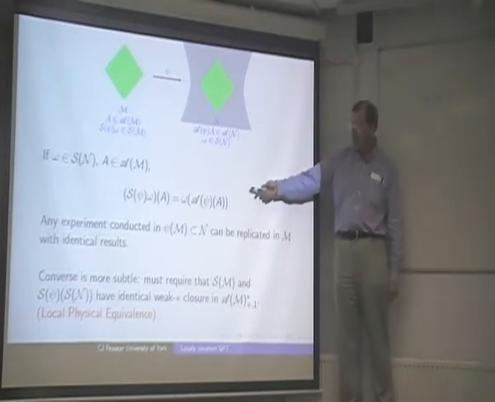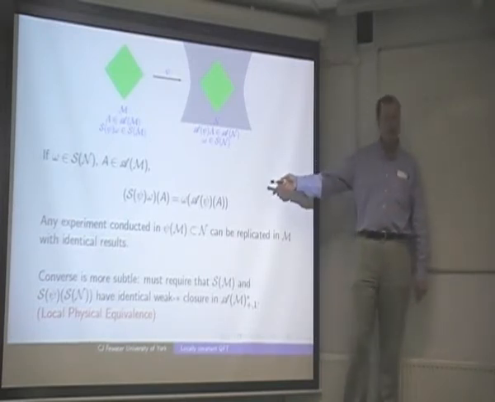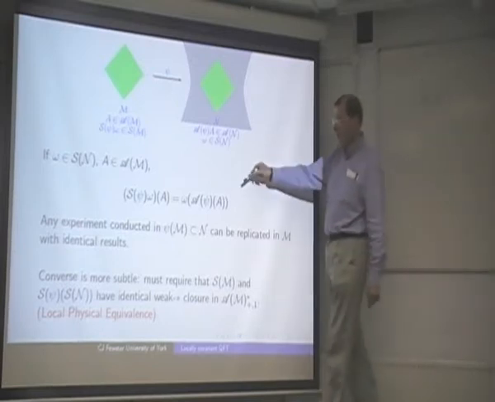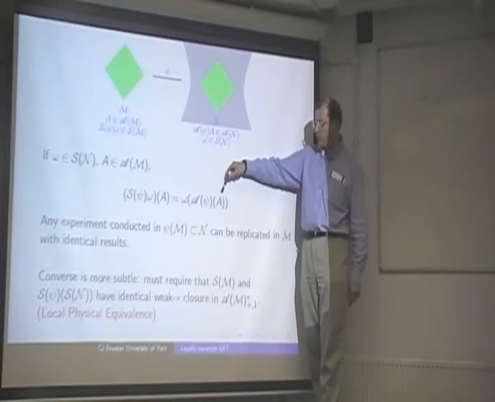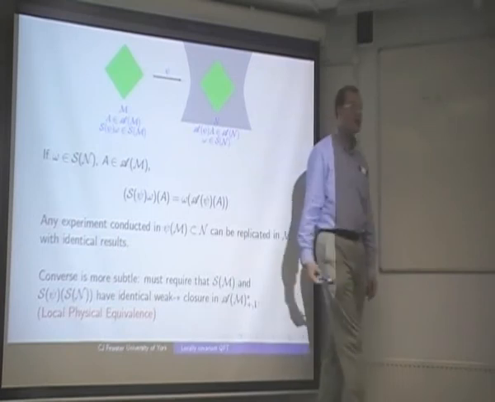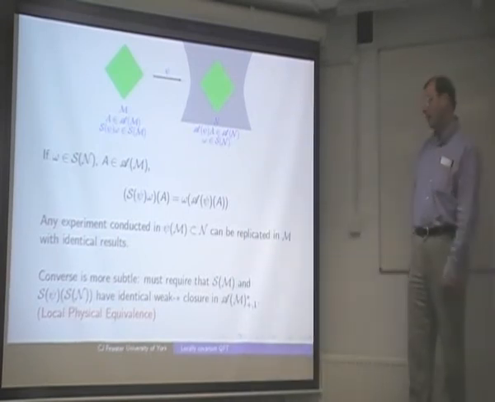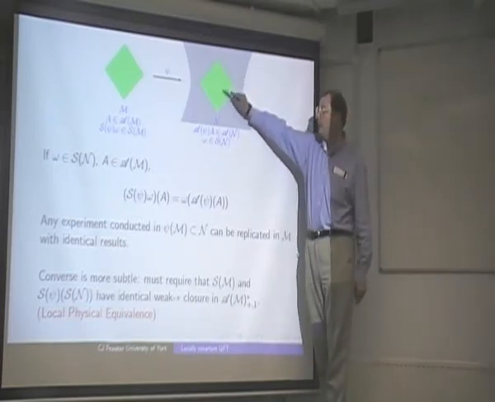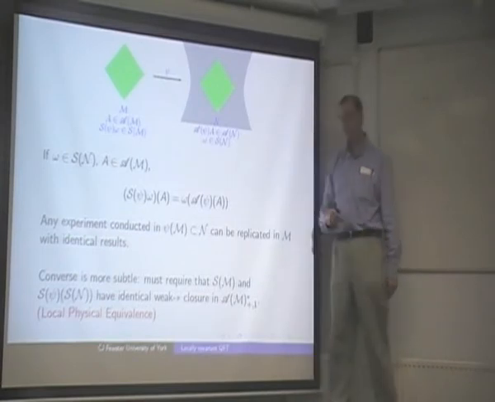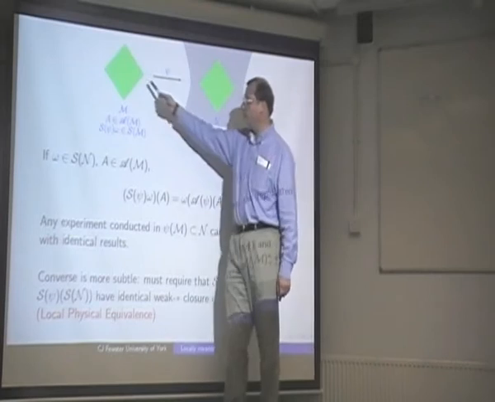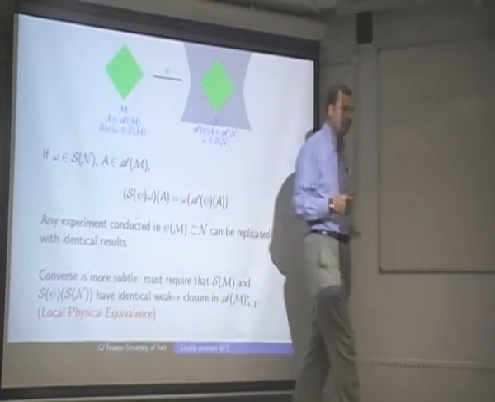And of course, the way these line up is that it doesn't matter at all which way I do this. I can evaluate the expectation value on the pushed forward observable or using the pulled back state, and I should get the same answer. And what that means, physically, is that any experiment I conduct in here should be capable of being replicated over in M with identical results.